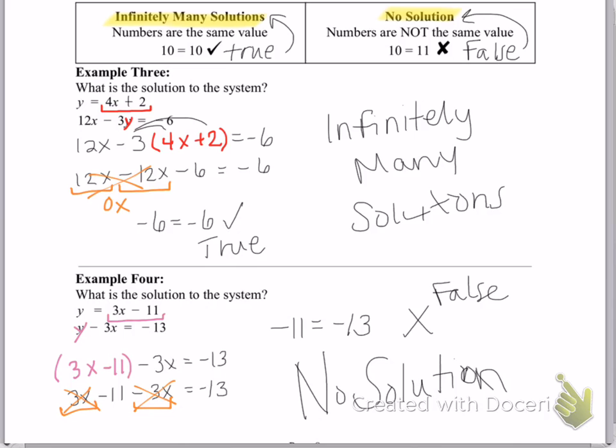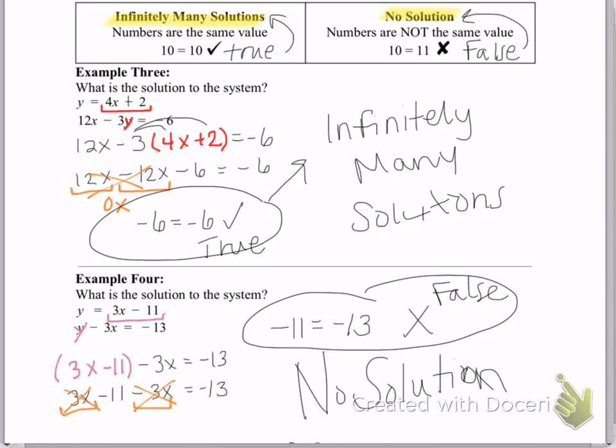So please make sure you know the difference between infinitely many and no solution. If they're equal, it's true. We got infinitely many. And if it's different and false, then we've got no solution.